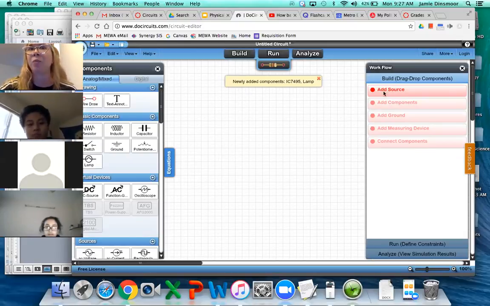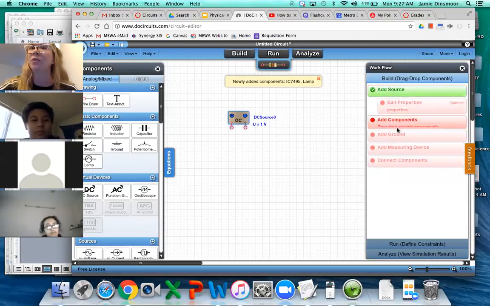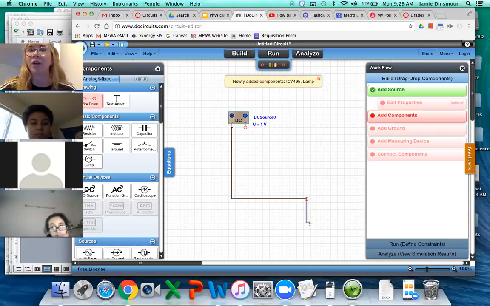So it tells you step 1 here is to add a source. And so if you look over here, you can see there's different sources. And you just drag and drop it onto your board here. And then it'll tell you to add components, right? So you can add a wire. You can make the wire have whatever kind of shape you want, right? You can always go back and add more wire.